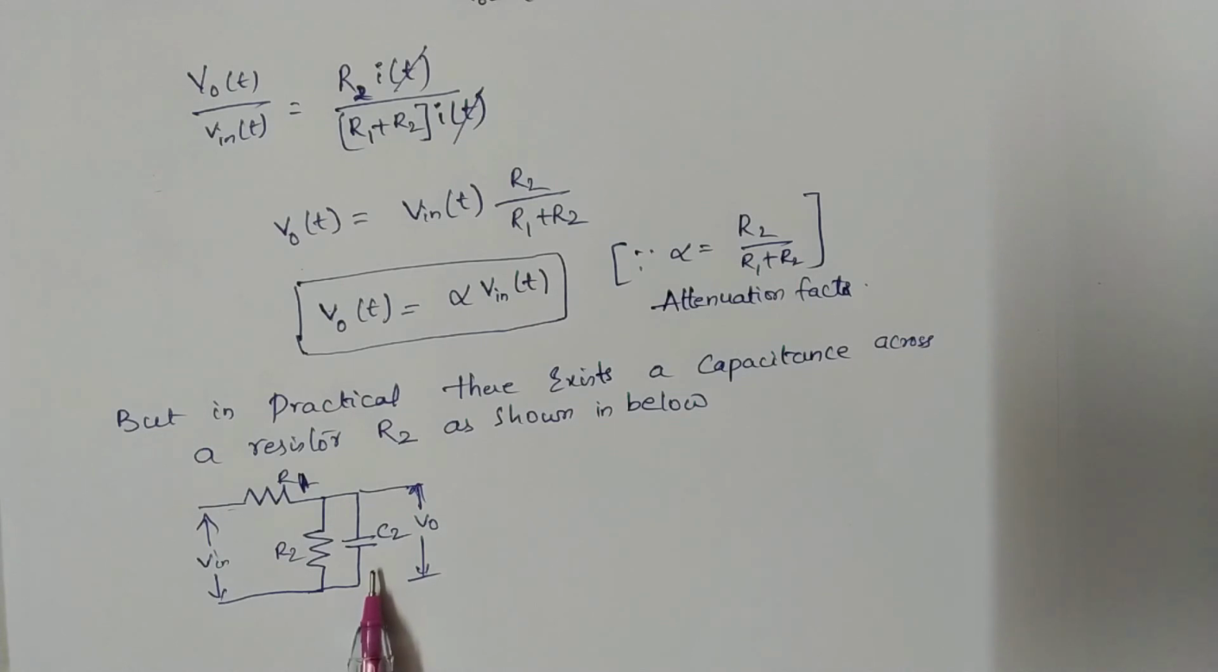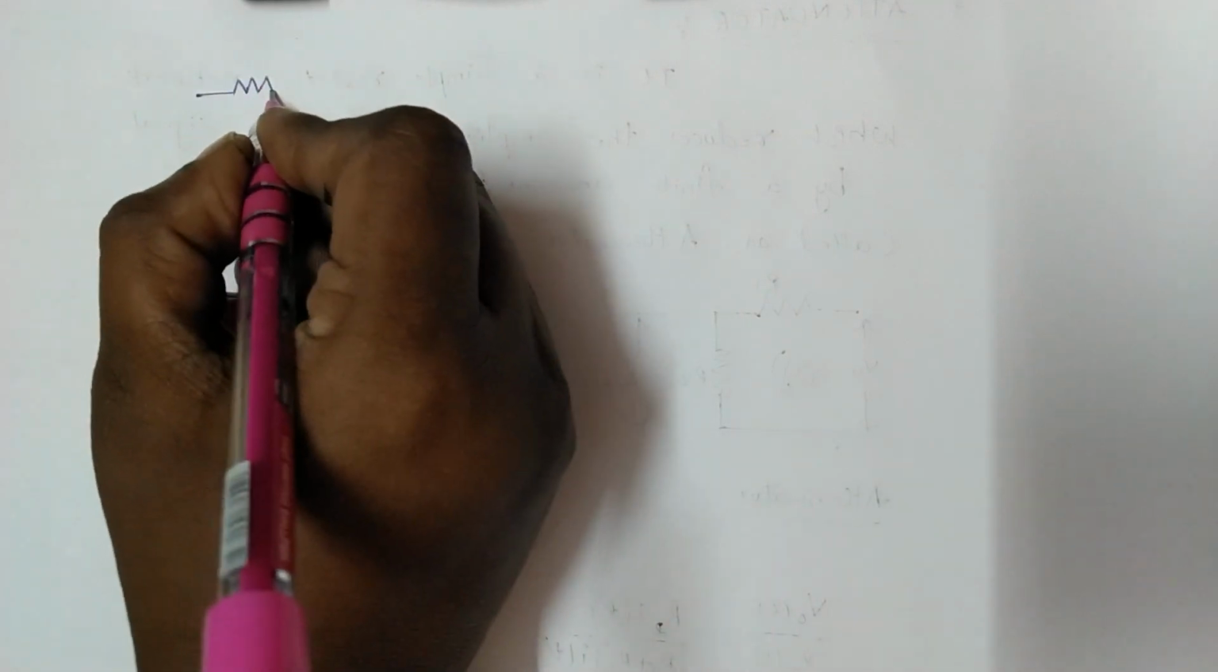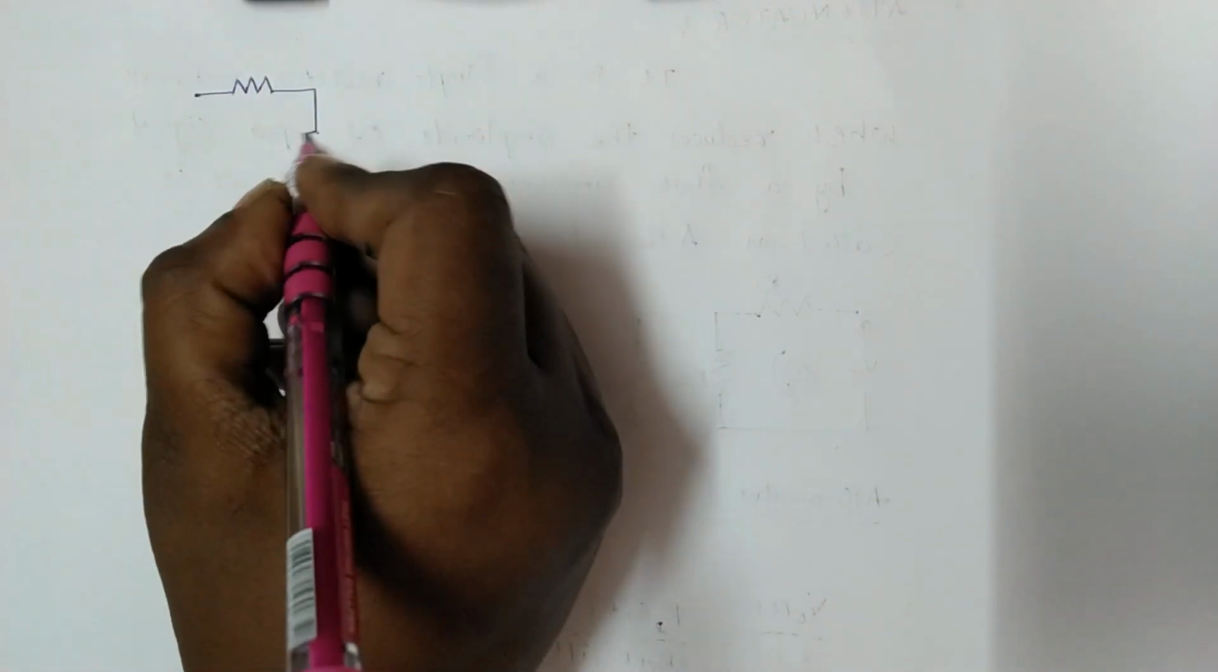So in order to neutralize that, or to compensate that, we place a capacitor C1 across R1. See here, in order to compensate that, we will place a capacitor C1 across resistor R1.